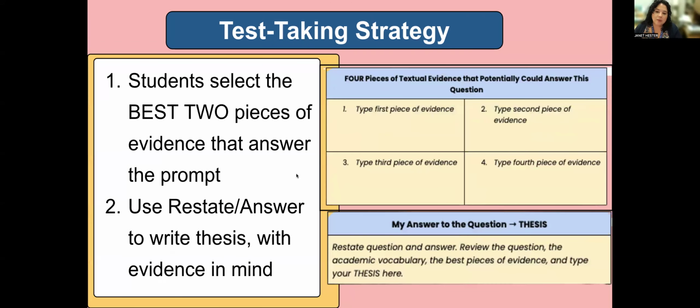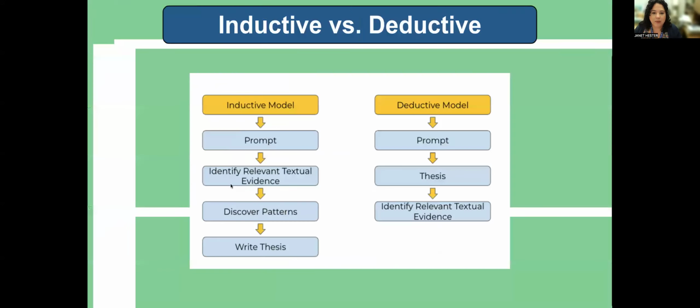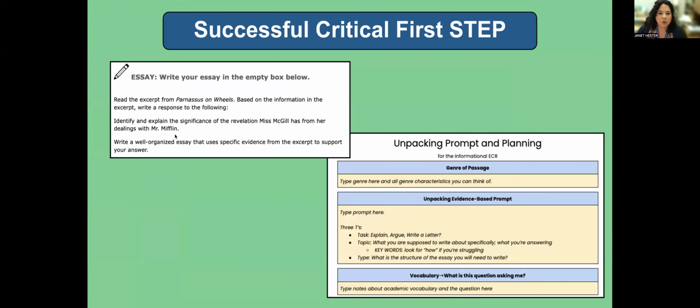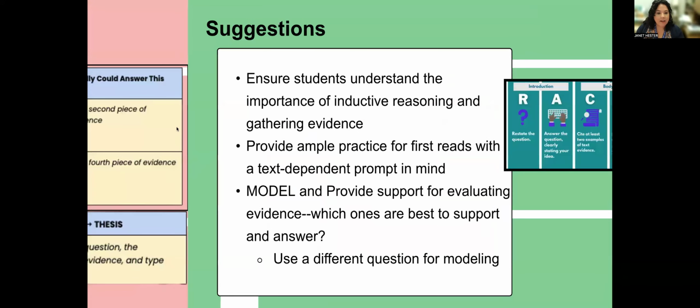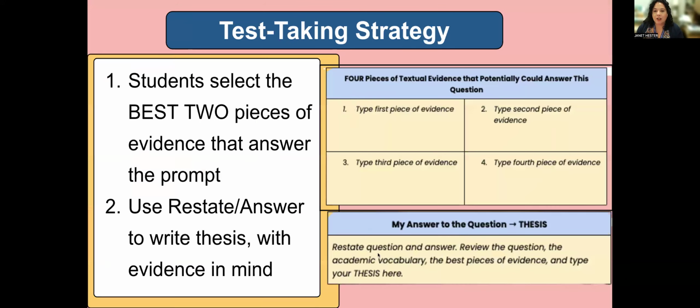Then students, when they're ready to write that ECR, they would select the best 2 pieces of evidence that could answer the prompt. So if we're thinking about this example from, excuse me for going back and forth so much, from English 1, which pieces of evidence talked about the revelation that Miss McGill has had and the reaction maybe that Mr. Mifflin had to her revelation? Just which ones really seem to zone in on that and say something about their importance or significance. If I've got that going on, then I can lean on the language of the prompt and use that to answer my question.